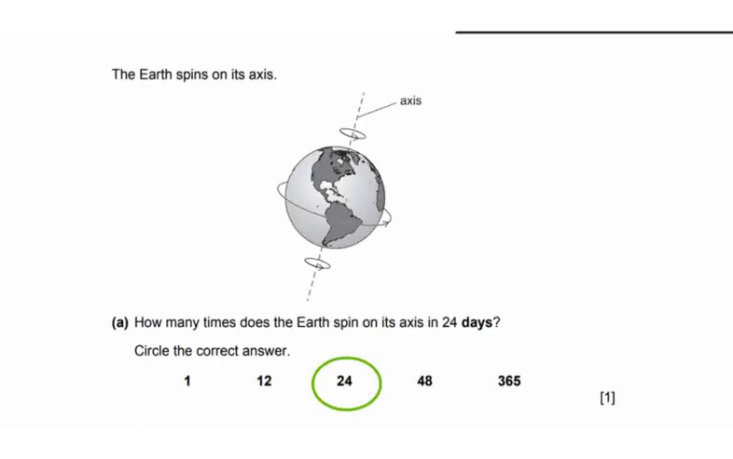Well, the answer is 24. The Earth spins on its axis in 24 days is 24, as the Earth needs 1 day to make one whole spin on its axis, one whole rotation on its axis. So 24 days means 24 times the Earth spins. Let's get started on the next question.